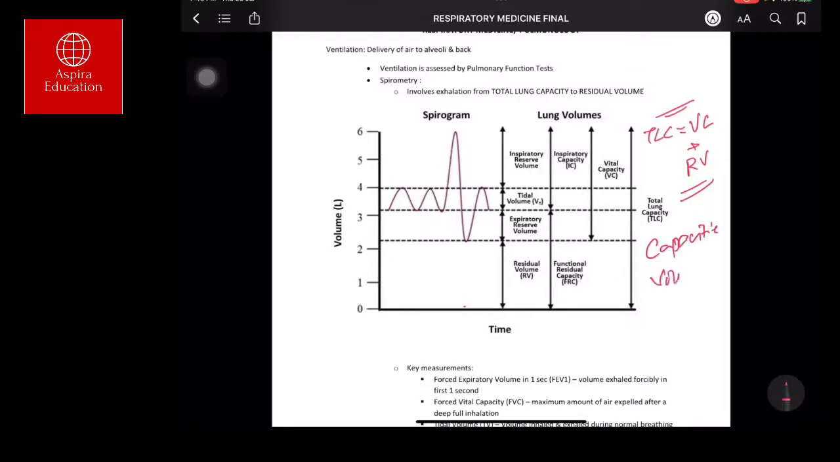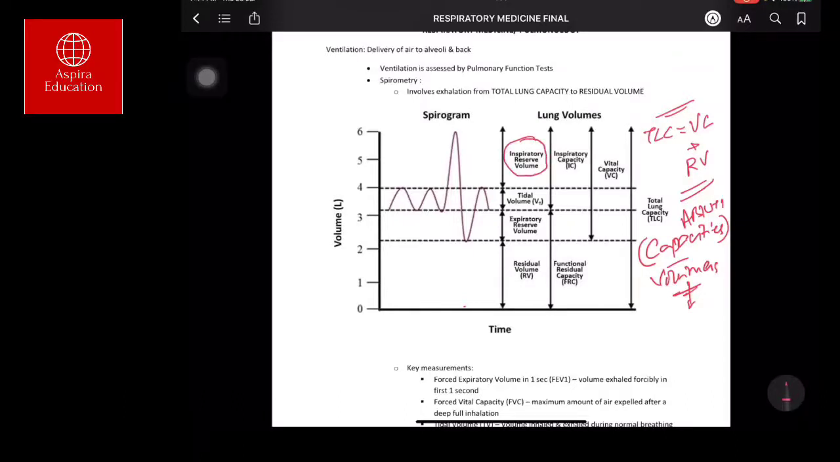and some volumes. Capacities are usually defined as abilities and volume is a noun. We know that. So they are the factual matters. Capacity can be increased or decreased, whereas volumes are static. This you have to understand, that capacities can be increased or decreased. The volumes that we get in spirometry are inspiratory reserve volume.